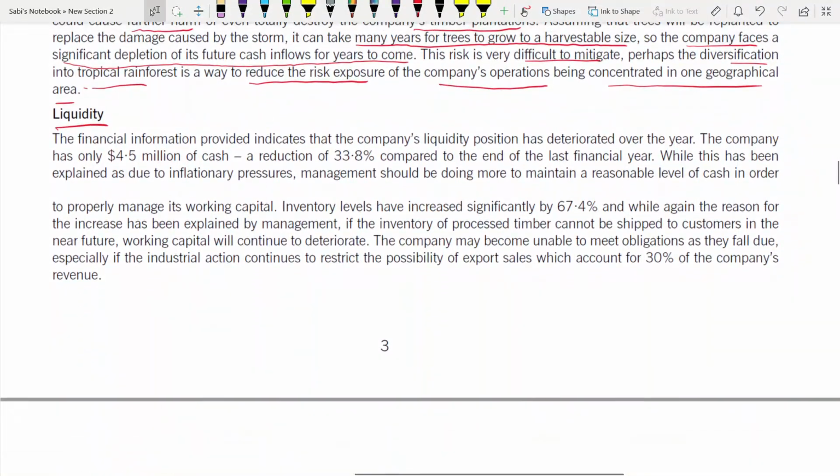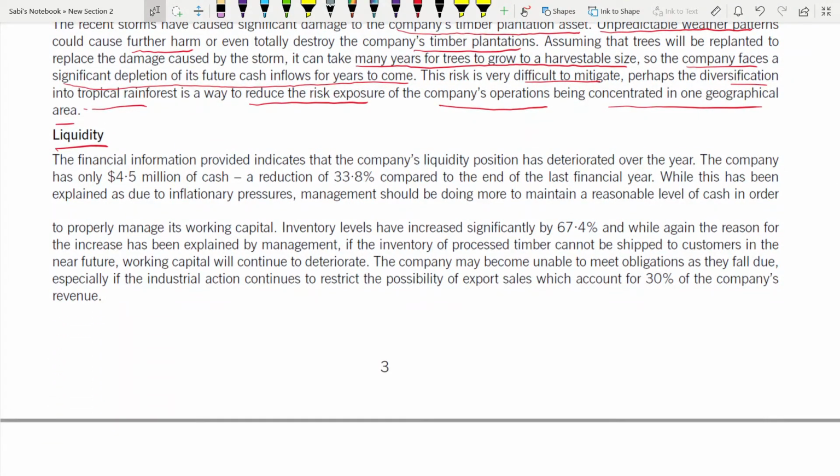Coming to liquidity, so liquidity and all, you can use numbers. Okay, through numbers you can say their liquidity position. The company's financial information provided indicates. So make sure that when you're writing, rather than saying that liquidity improved or declined, you write the reference source from where you are saying this. You are saying this from the financial information that is provided to you, right? So this indicates that the company's liquidity position has deteriorated over the year. How? Company's cash went down to 4.5 million. Okay, and which is a reduction of 33.8% compared to the end of the last financial year.